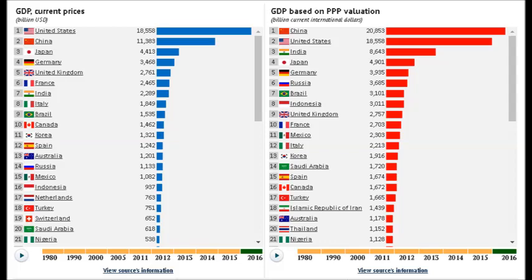The nominal GDP of Japan is $4.12 trillion, its GDP PPP is $4.83 trillion, and its GDP PPP per capita is $38,054.